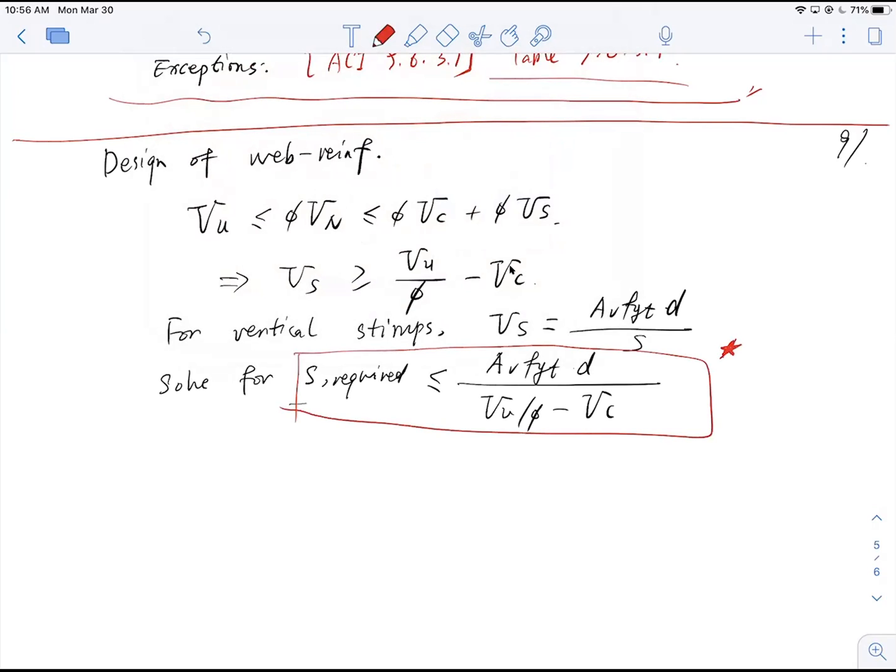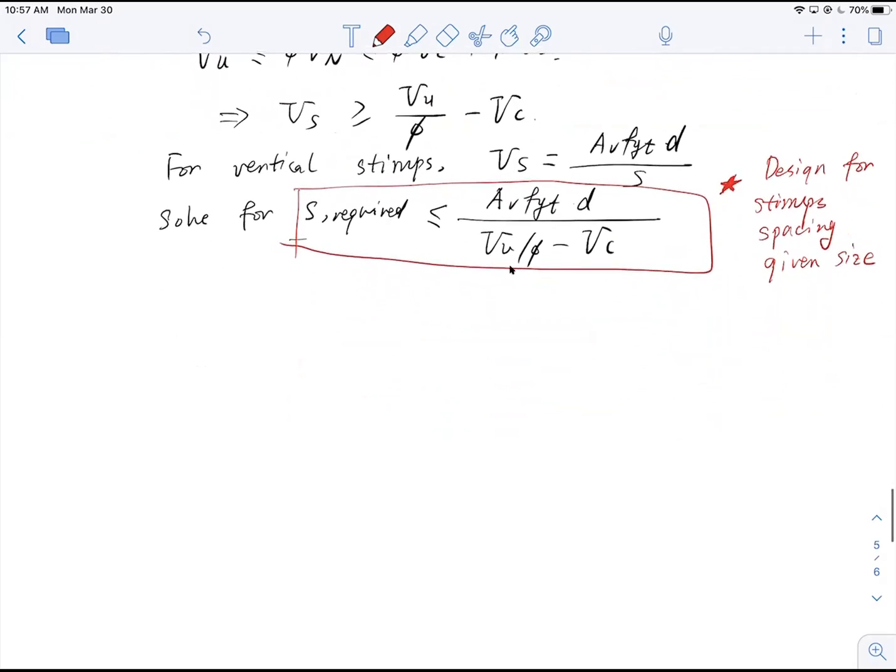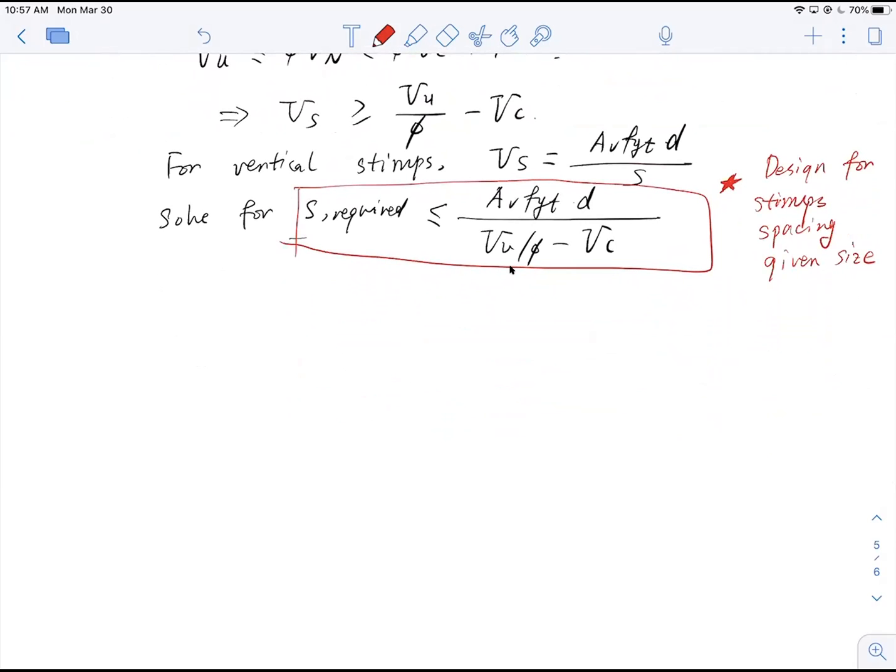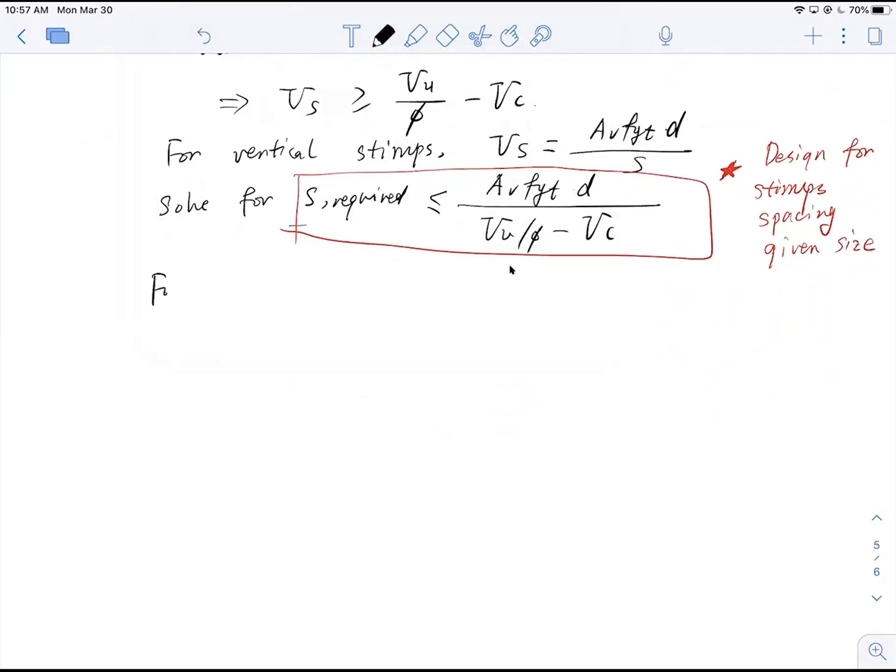Okay, this means normally we design the stirrups spacing given the size of the stirrups. Because in the field, normally the size of the stirrups is fixed, it's constrained. We only have control over the spacing.